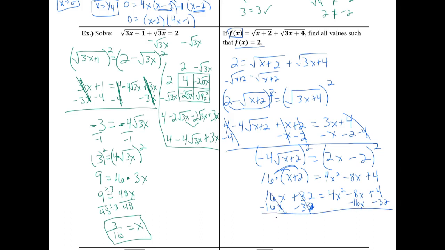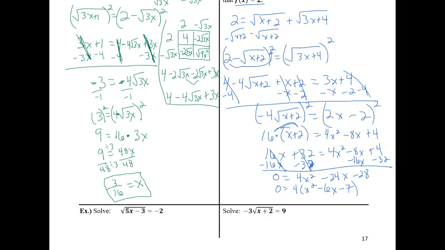The left-hand side is 0, equaling 4x squared. Negative 8 plus a negative 16 is negative 24x. And negative 32 plus 4 is a negative 28. First step of any factoring problem, look for a GCF. Make your life easier if you can. I see these all have a common factor of 4. I will divide that out. Negative 24 divided by 4 is negative 6. Negative 28 divided by 4 is negative 7.